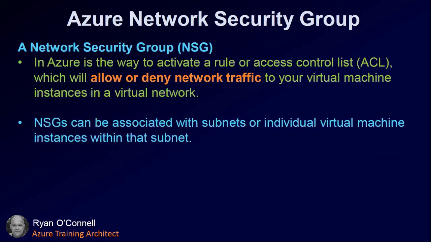The Azure Network Security Group, or NSG, in Azure is a way to activate a rule or access control list which allows or denies network traffic to your virtual machine instances in your virtual network. NSGs can be associated with subnets or individual virtual machine instances within a subnet.